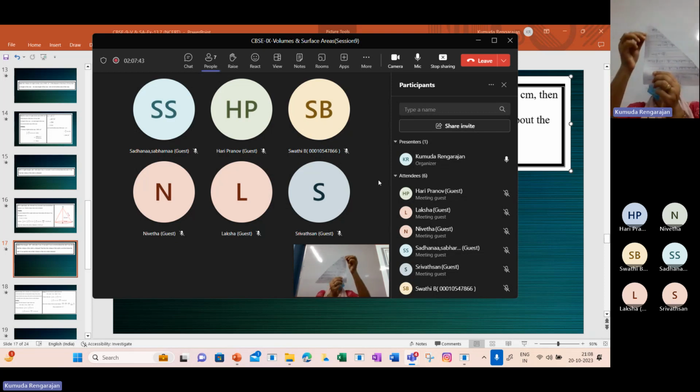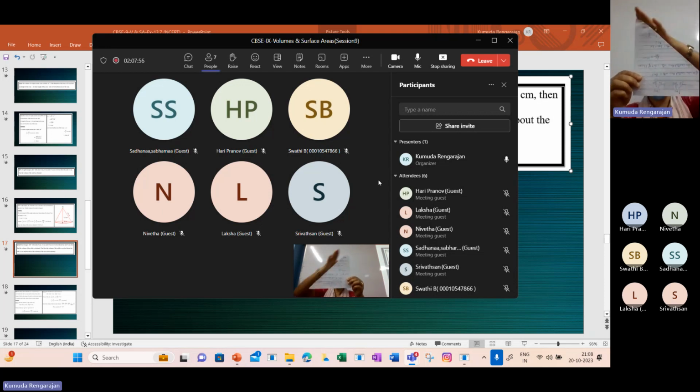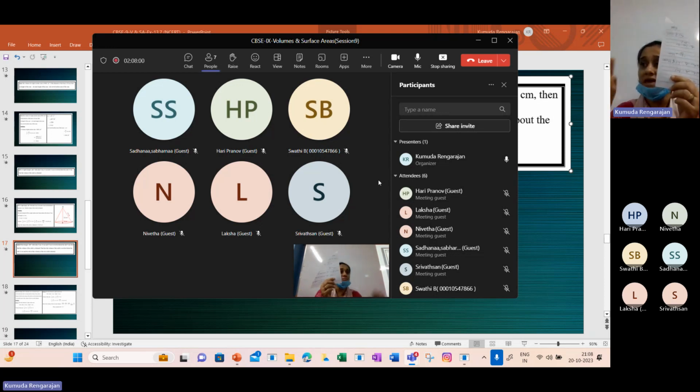So this side will be the height of the cone. This one will be the radius of the cone. This will be the height of the cone. And this will be the radius of the cone. And this will be the slant height of the cone. The three sides of the right triangle will make the three values for the cone: R, H, and L. For a cone, we have radius, height, and slant height, right?